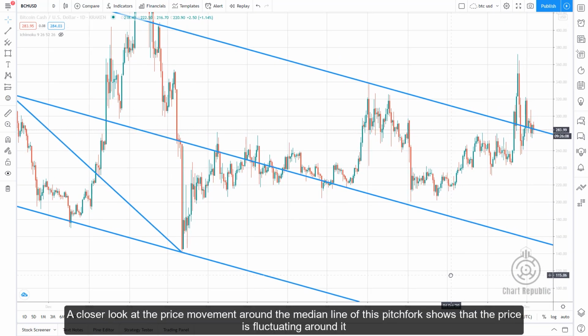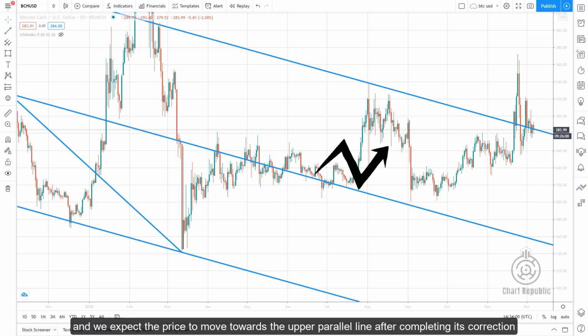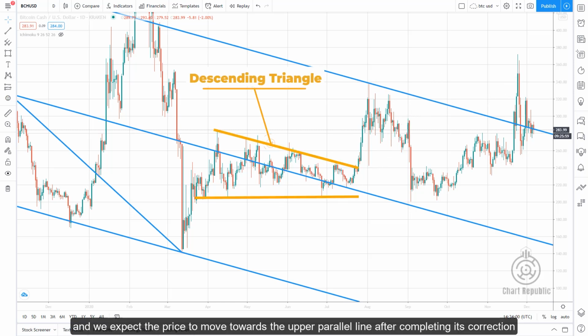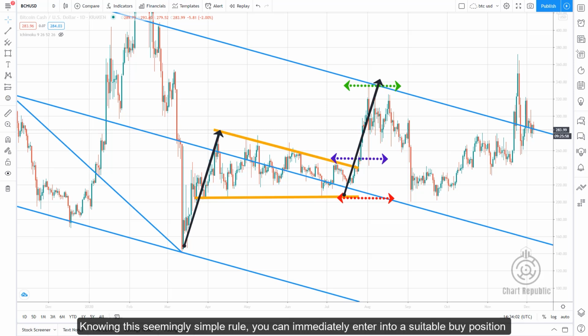A closer look at the price movement near the median line of this pitchfork shows that the price is fluctuating around it. This behavior exemplifies one of the pitchfork rules, so we expect the price to move towards the upper parallel line after completing its correction, which looks like a descending triangle. Knowing this seemingly simple rule, you can immediately enter the buy position once the upper side of the triangle breaks. Then you can place your stop loss below the triangle and estimate the exit point the same way you did before.